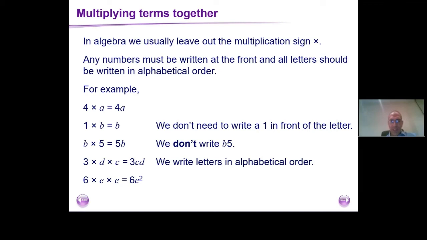And the last example here, it says 6 times e times e. So you know 6 times e times e, it's going to be 6e to the power of 2, as there's 2 e's there. So it's going to be e to the power of 2 times 6. You write the number first, and then e to the power of 2.